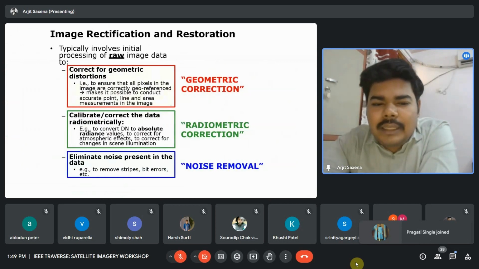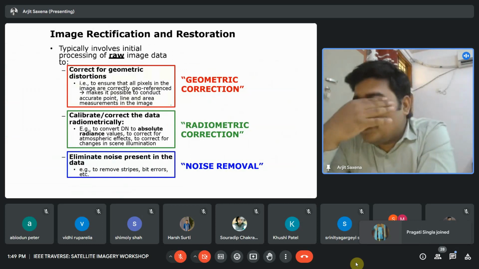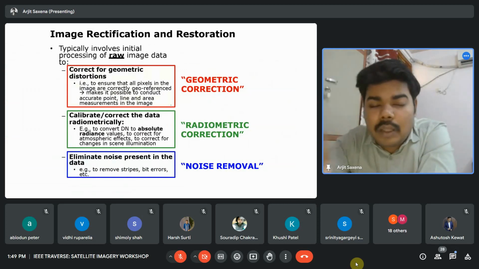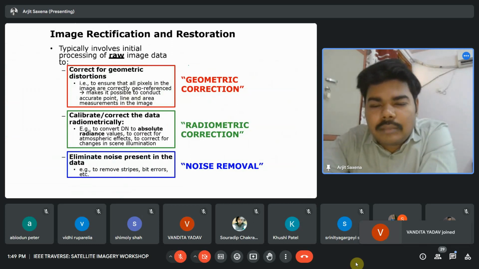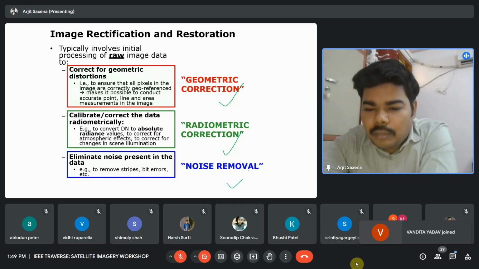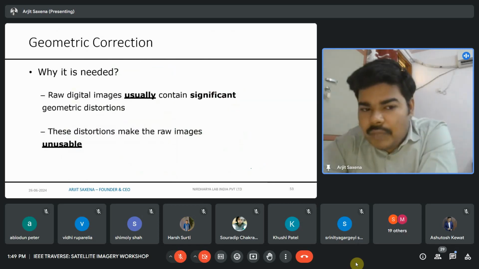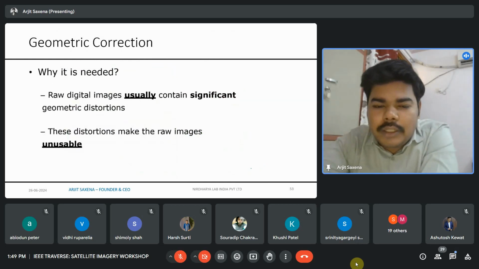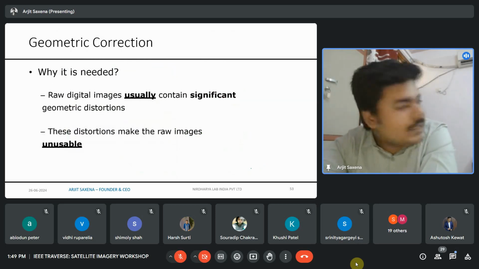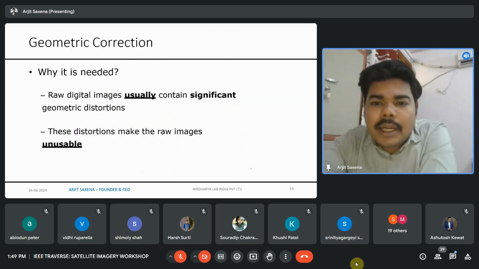Radiometric error, like the atmospheric effect, you can avoid through this. So this is about the raw image which you get, and you can correct it through geometrical correction, through radiometric correction, and through noise removal. Geometric correction is very much needed for your raw digital image, because you want a very good image. You don't want an unstable image or any such type of image.